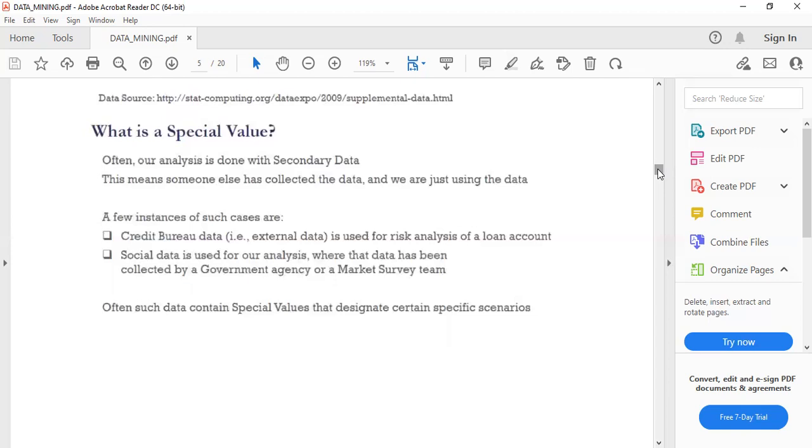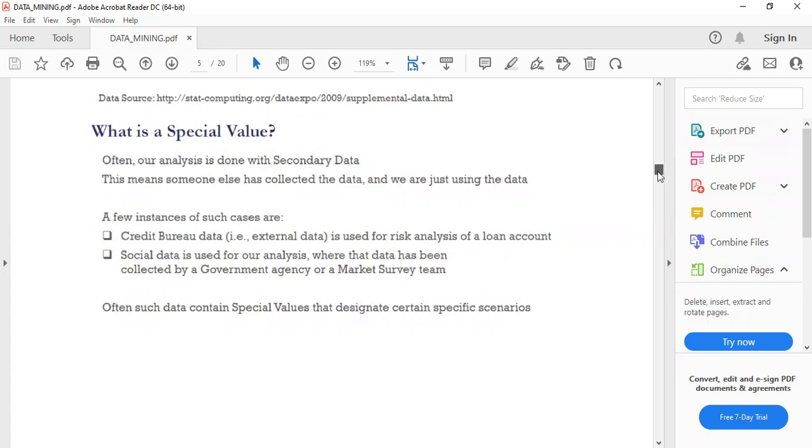What is the special value? Often our analysis is done with secondary data. This means someone else has collected the data and we are just using the data. Do you know the difference between primary data and secondary data? I have covered that part.